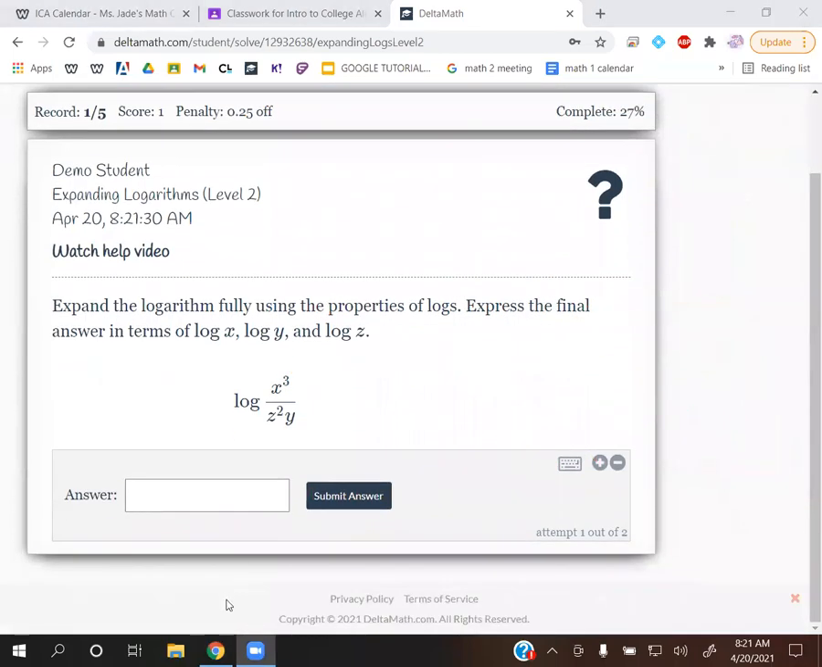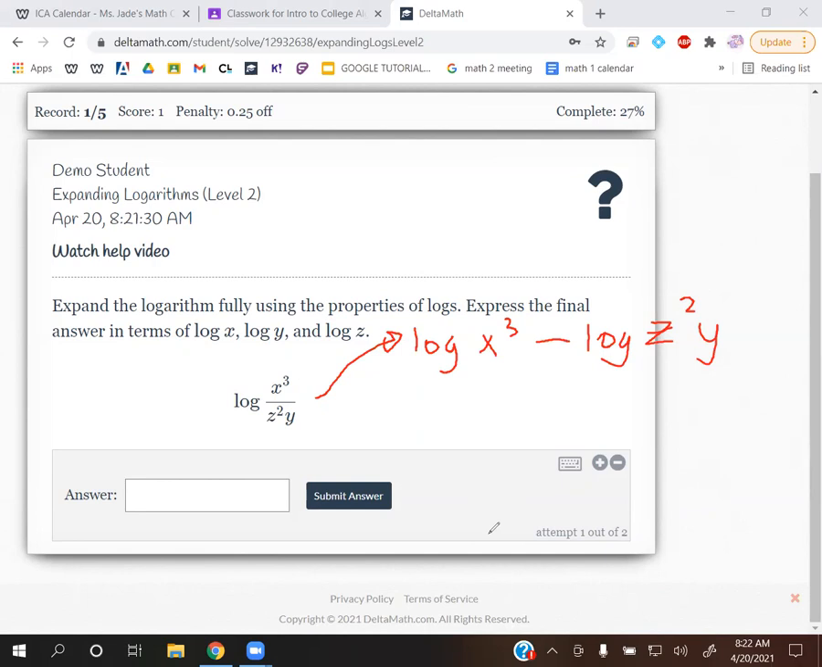Okay, I'm just going to scroll so I have more space. All right, so very similar problem. We have a fraction, so let's split this into 2 logs. I'm going to write it up here because more space. All right, so log of x cubed for the numerator goes first in our first log, and then we're going to subtract log of z squared y, because that was our denominator.